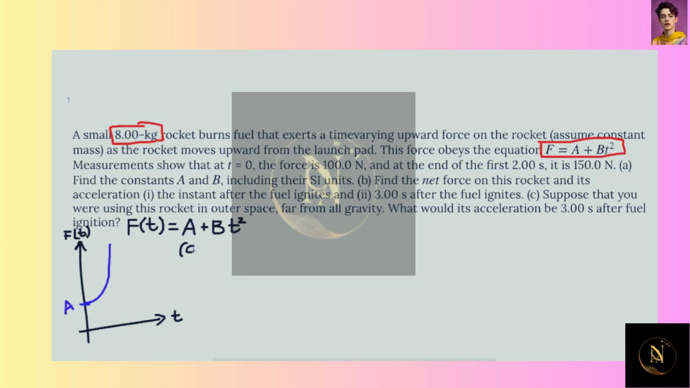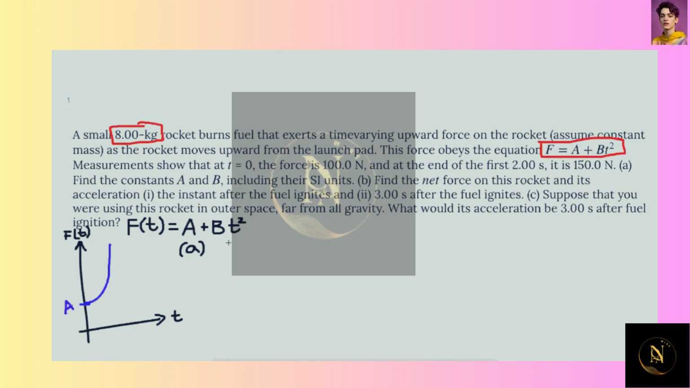Let's go ahead and dive right into part A, which is to find the constants a and b and any wacky units that they might come with. So I think the easiest way to do that is to just use the information that's given to us.